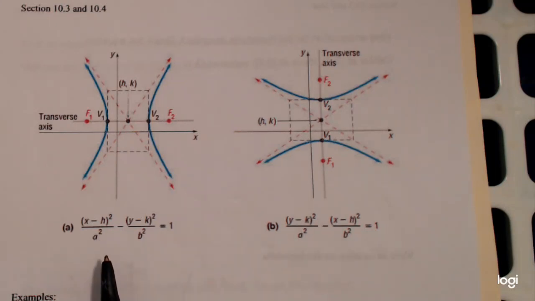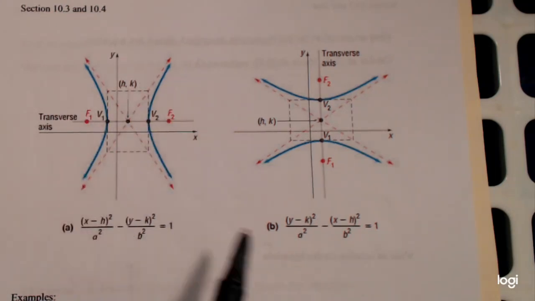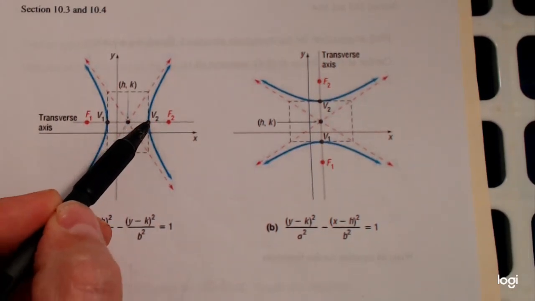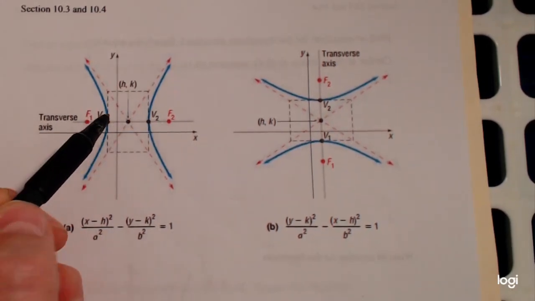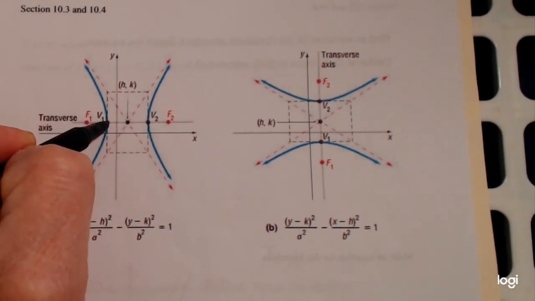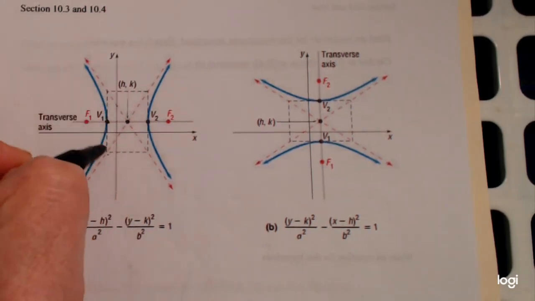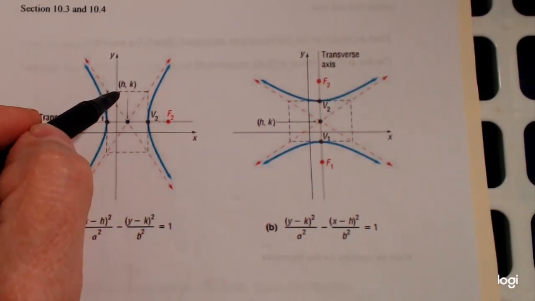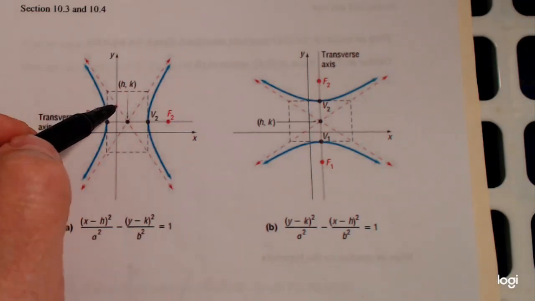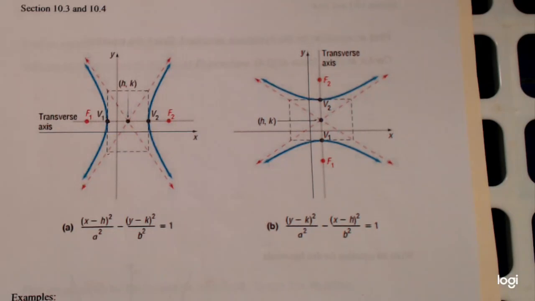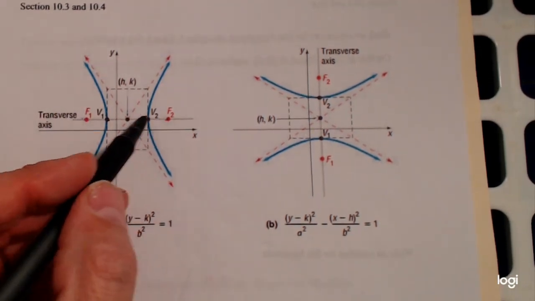Now you'll notice there's a little box right here because here's the center. Go forward A, back A, up B, down B. So you get this little box. And the focal points are here and here.